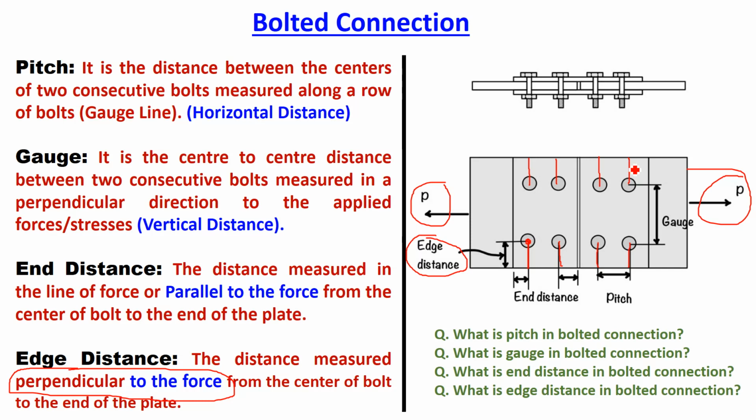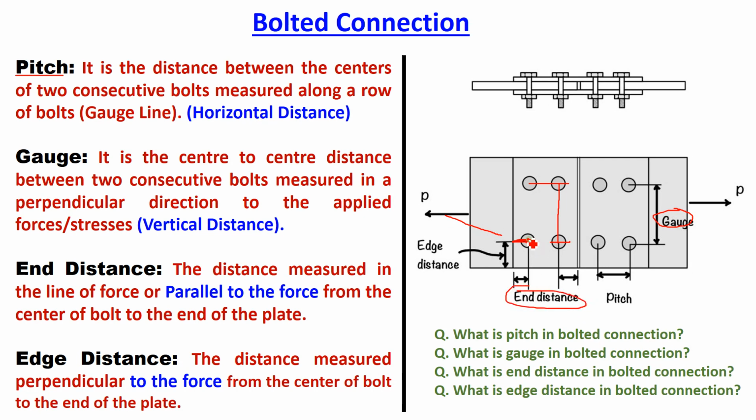So these are the four important terminologies which you must remember in a bolted connection: what is pitch, what is gauge, what is end distance, what is edge distance. I repeat again. Pitch means the horizontal center to center distance between two consecutive bolts. The vertical center to center distance between two bolts is called gauge. The distance between the center of the bolt and the end of the plate in a horizontal direction, or parallel to the force, is called end distance. And the distance between the center of the bolt and the end of the plate perpendicular to the force, that is the vertical direction, is called edge distance.